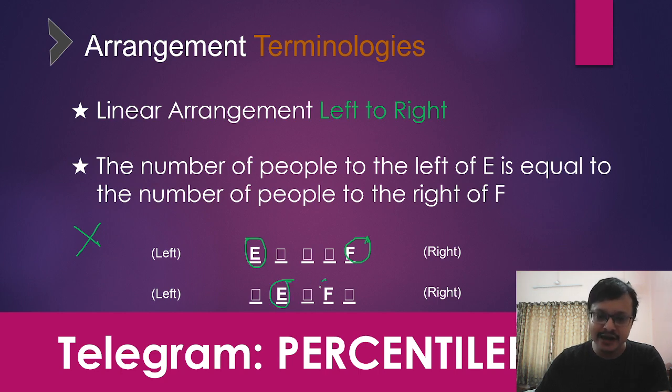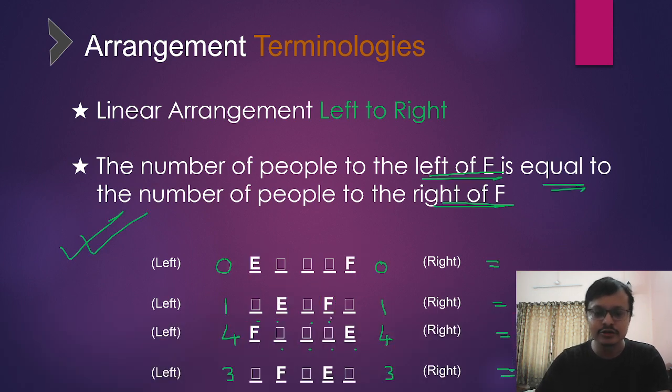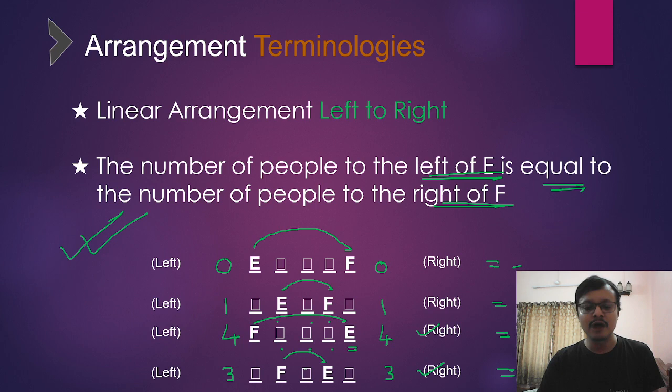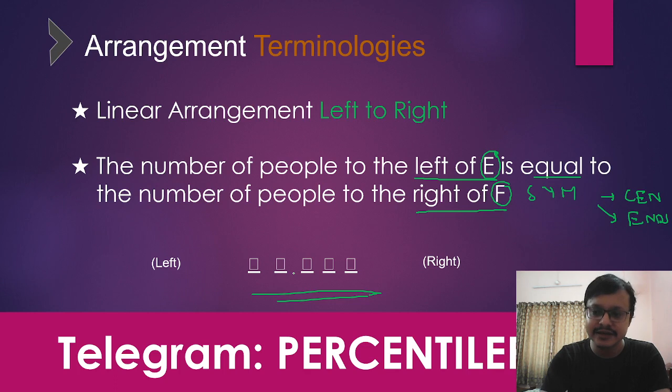While these 2 scenarios are valid, remember the other 2 scenarios, this and this, are also valid even though E is to the right of F. As long as the condition is holding that the counts are equal, whether it is 0 or 1 or 3 or 4, all of the scenarios will be valid. So as you can see, in each of the cases, E and F are symmetric about the ends as well as symmetric about the center. So as long as they are symmetric about the end and symmetric about the center, this condition will hold.